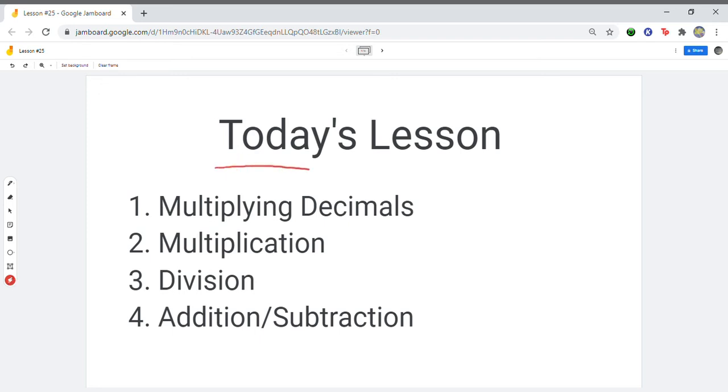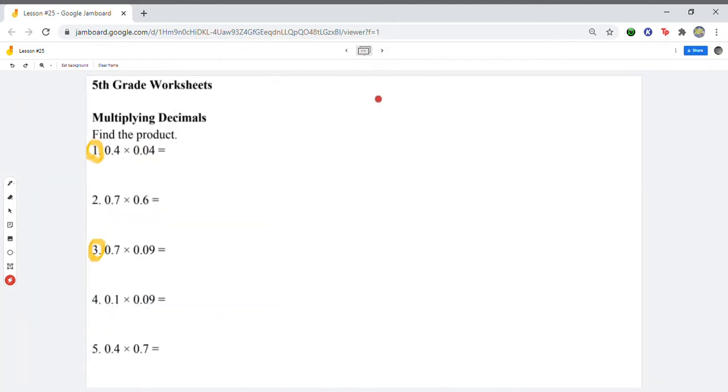Hello 5th graders, today we're going to go over how to multiply decimals, how to do multiplication, how to do division, and how to do addition and subtraction. So for the first one, we're going to go over how to multiply decimals, and we're going to find the product of number 1 and number 3.